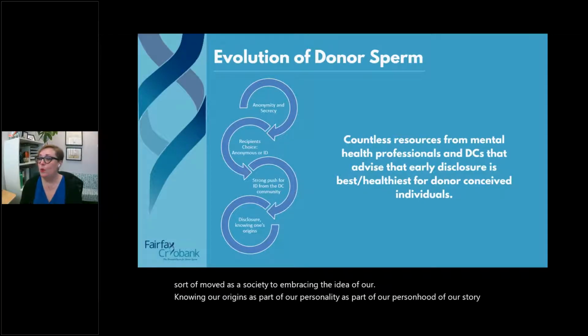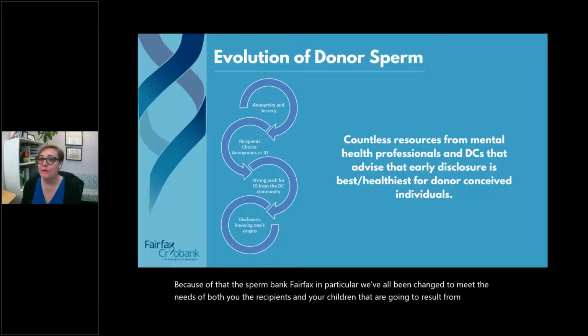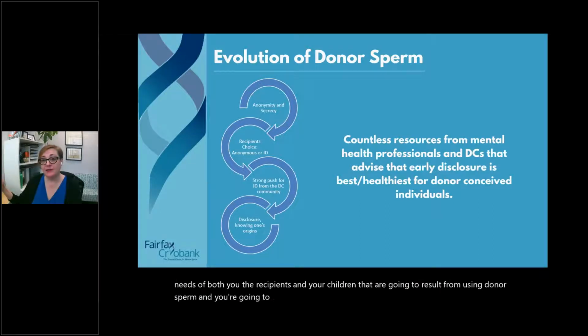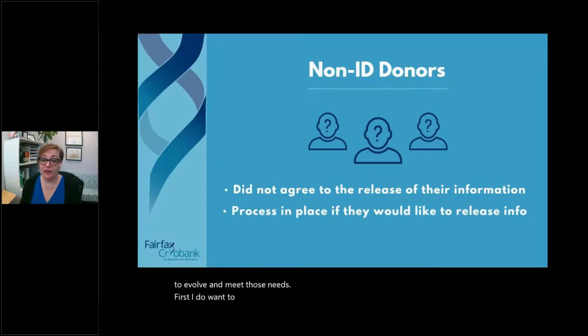And so because of that, the sperm bank, Fairfax in particular, we've evolved and changed to meet the needs of both you, the recipients, and your children that are going to result from using donor sperm. And you're going to see as I go through the next couple slides how we've stepped up to evolve and meet those needs. First, I do want to acknowledge, obviously, most sperm banks started with anonymous donors.